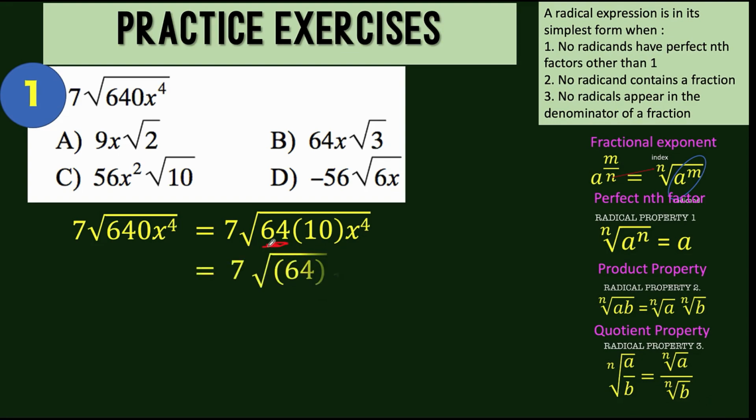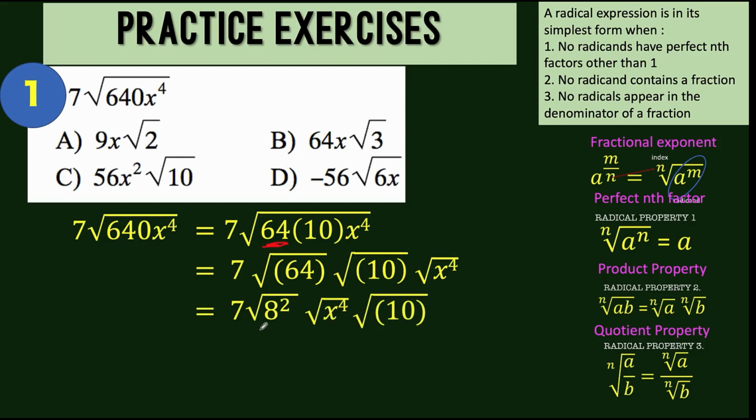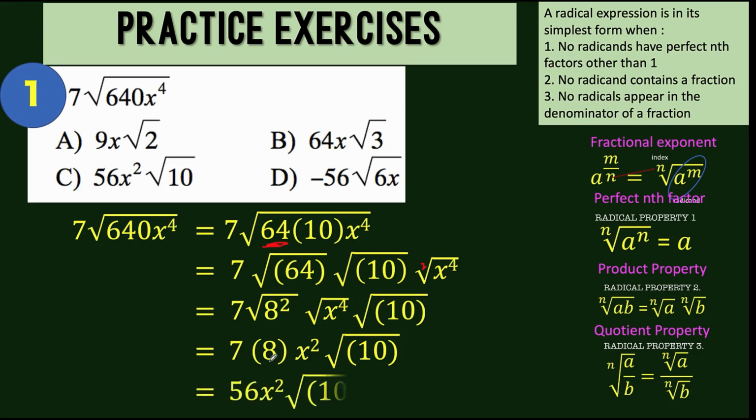So we can write this as separate radicals using the product property of radicals, and we can simplify each of these radicals. We copy 7, square root of 64 is 8. We copy the square root of 10, and the square root of x to the fourth is x squared. You simply divide 4 by the index 2 to get this exponent 2. Then 7 times 8 is 56, copy x squared, copy square root of 10. That is now our answer. That is letter C. You can simply remove this grouping symbol here.